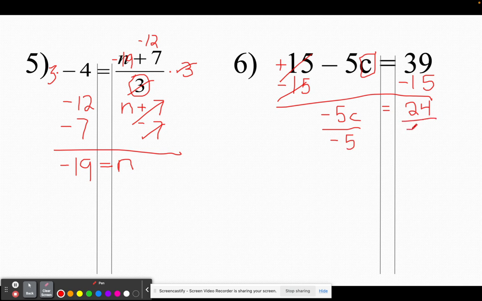Now if you use a calculator, you could get this to a decimal answer. But I'm okay with you keeping it as a fraction. I do like when you have a negative that you pull it up to the front, and I end up with 24 over 5. Because if you think about this, I have a positive number divided by a negative, so my solution should be negative.